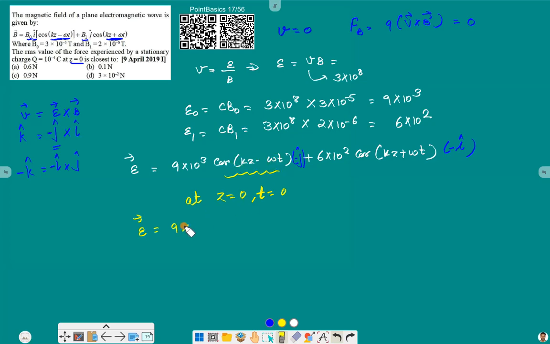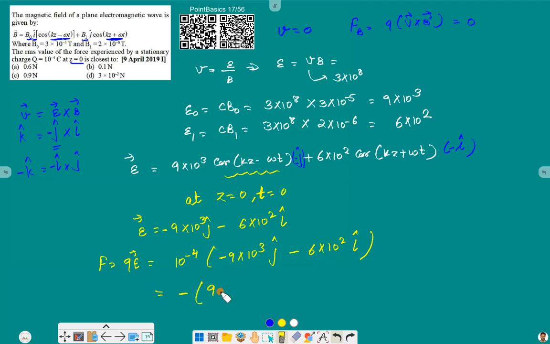So what we will have is 9 into 10 raised to power 3 with negative sign in the j direction, and negative sign 6 into 10 raised to power 2 in the i direction. So this will be the field at t is equal to 0 and z is equal to 0. Now force will be equal to q times E, so that will be 10 raised to power minus 4 into minus 9 10 raised to power 3 j minus 6 into 10 raised to power 2 of i, and this will be equal to negative sign common, and we will have 9 into 10 raised to power minus 1 of j plus 6 into 10 raised to power minus 2 of i.